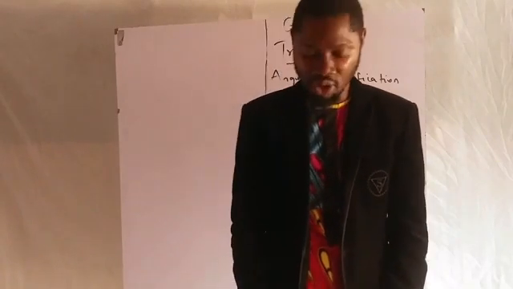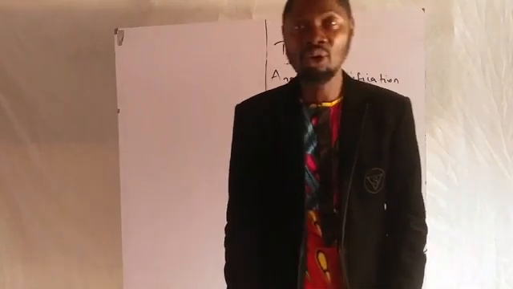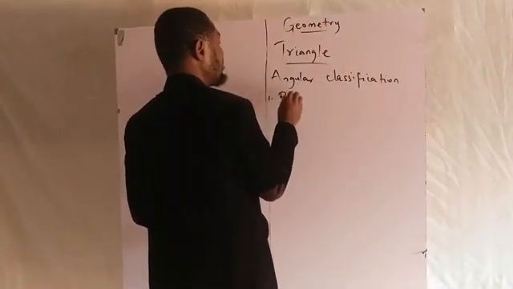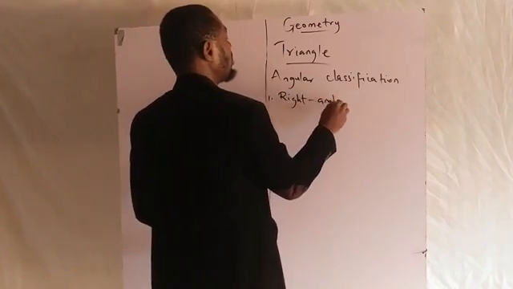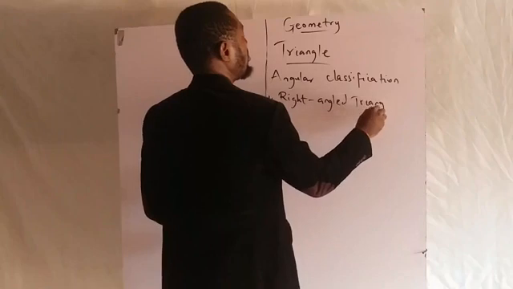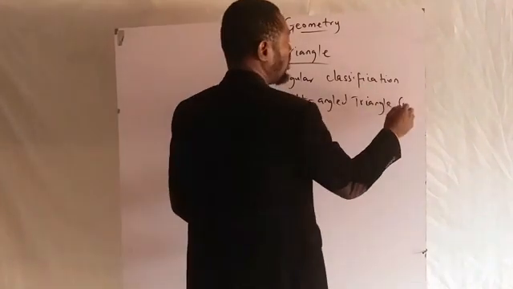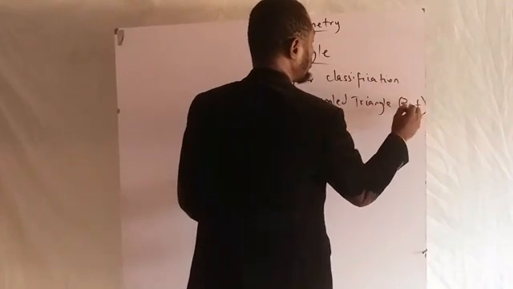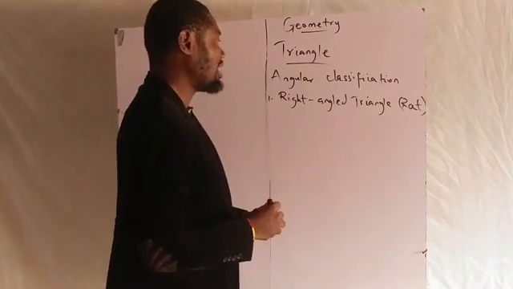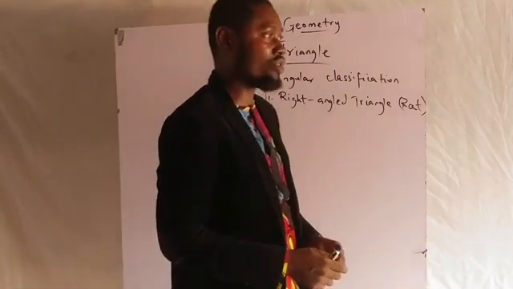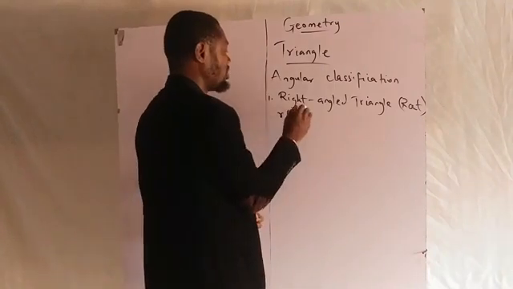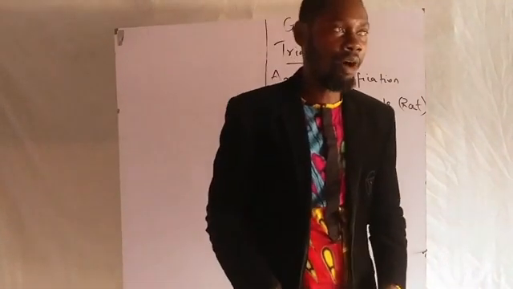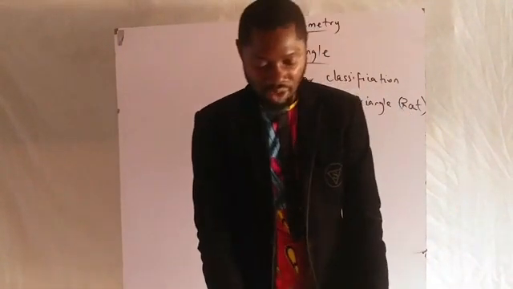The first class of triangles are the right-angled triangles, based on the classification of angles. Some textbooks will use the word RAT to represent right-angled triangle, or some textbooks will just use the word right-angled triangle in that form. We are looking at a type of triangle that is called the right-angled triangle.